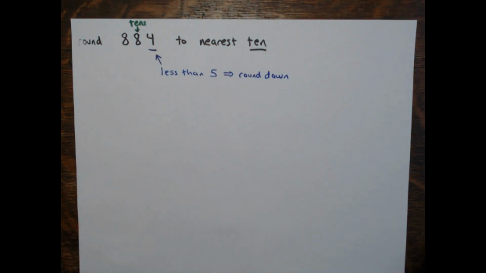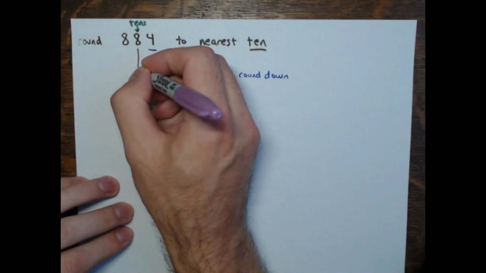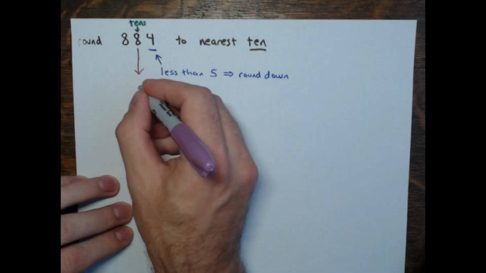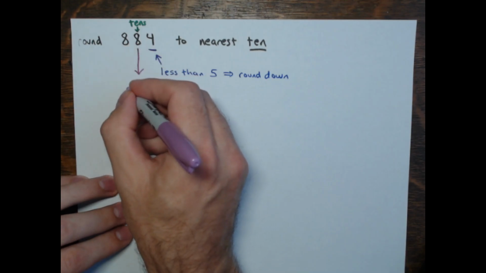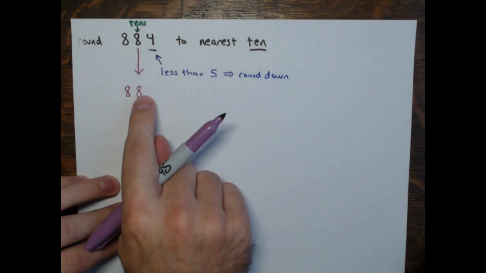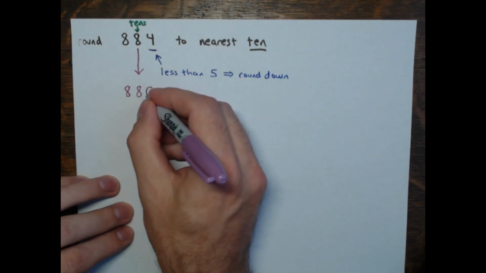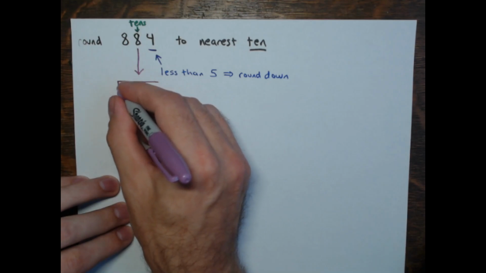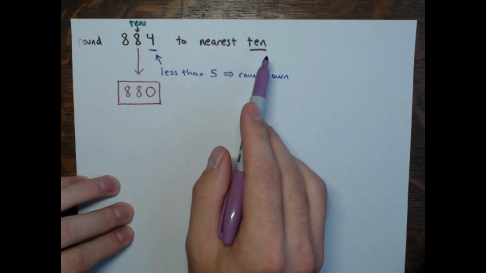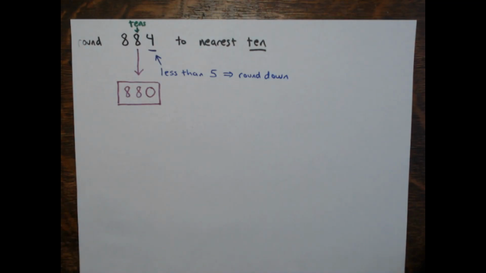So in the round down case, we don't change our tens place, the place we're rounding to, at all. So that stays an 8. Anything before it stays the way it is, so there's also this 8 still in the hundreds. And then anything to the right of the place we're rounding to becomes 0. So 884 rounded to the nearest 10 rounds to 880.